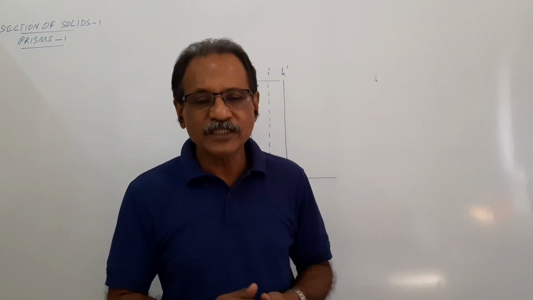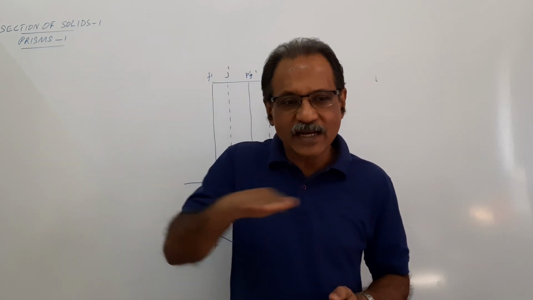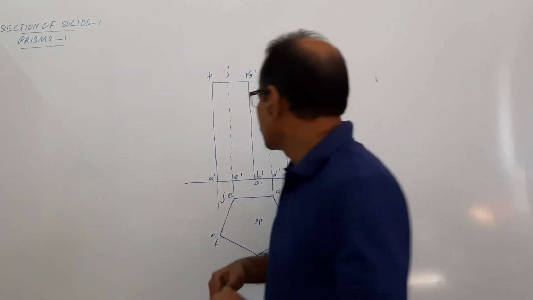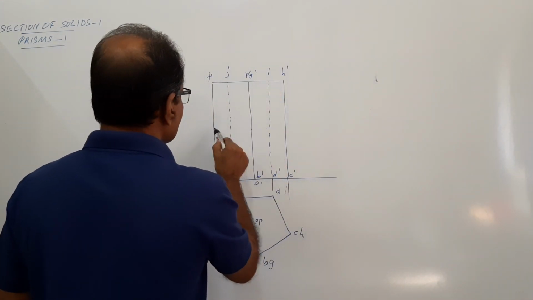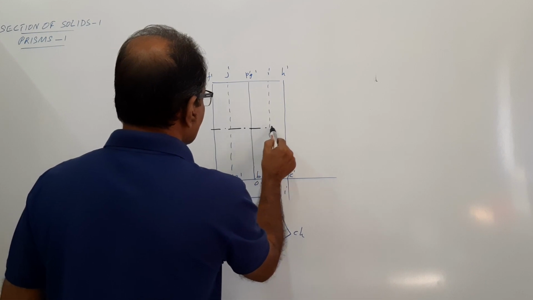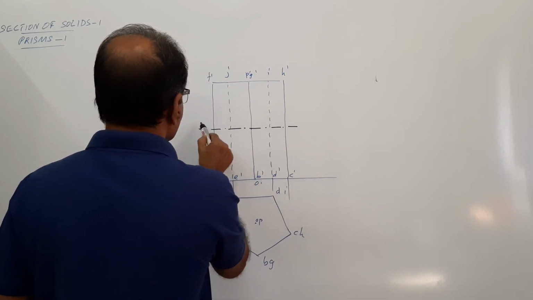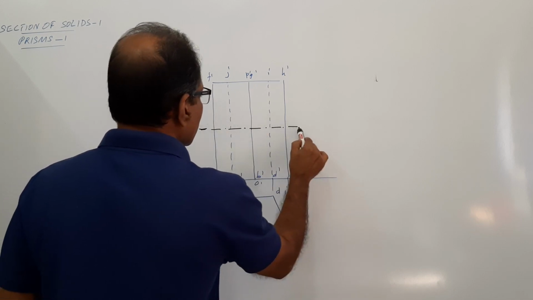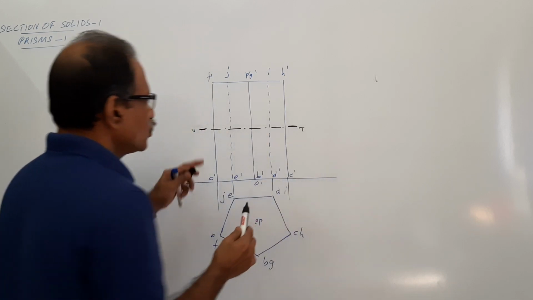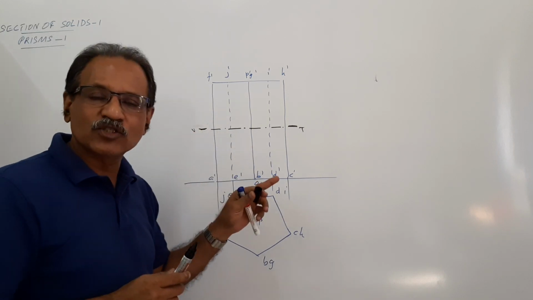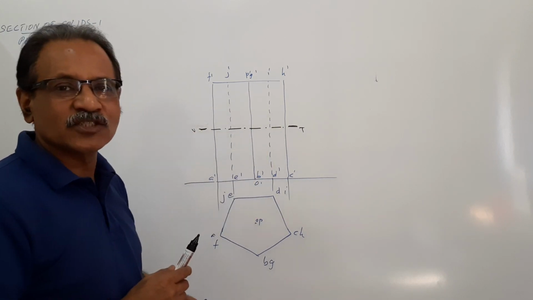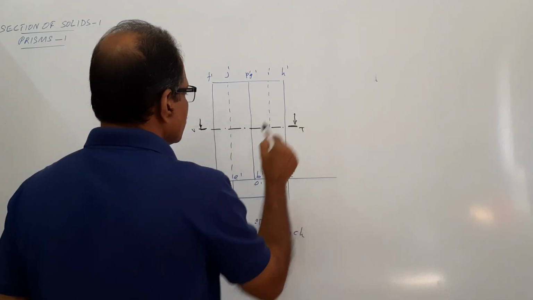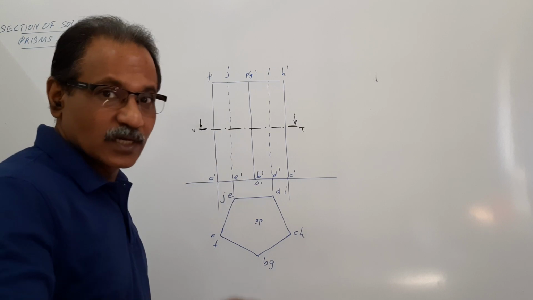Now, the question says it is cut by a cutting plane parallel to HP bisecting the axis. So, where is the cutting plane drawn? The cutting plane is drawn through the center of the axis. As you know, the cutting plane is drawn as a chain line through the solid with the two dark extensions on the sides, and you put arrows like this. That's the direction of view.